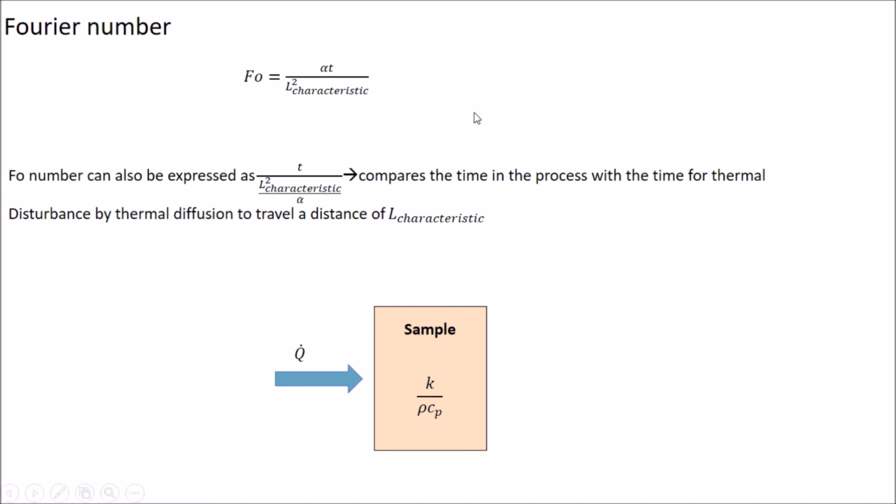Okay, another non-dimensional heat transfer number is the Fourier number, which is very famous, and the Fourier number compares two times. So you have one time here, so this one is time 1, and this one is another time, L squared by alpha. So for the Fourier number, what it says is that this is the process time.